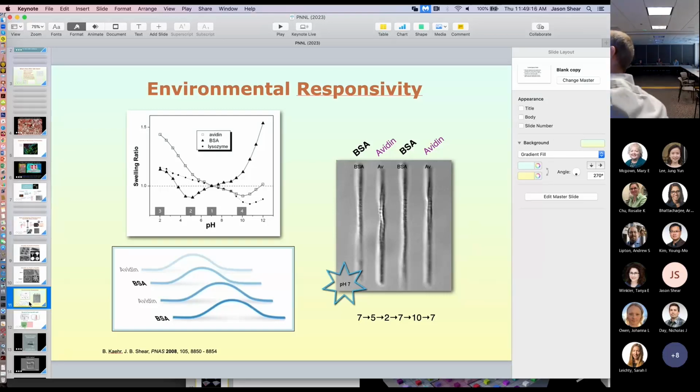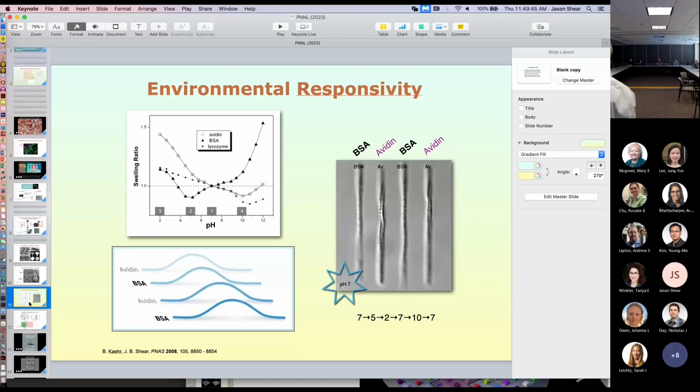And you can see, for instance, that BSA reaches a minimum swelling ratio somewhere around 4 or 5, and it comes back up. It turns out it's very close to its isoelectric point, which is something you might guess, right? How hydrated a protein is going to be depends on how charged it is. And that's a theme that works for all of these proteins.